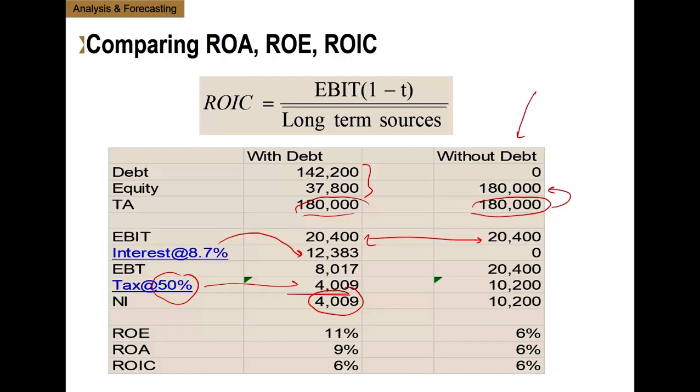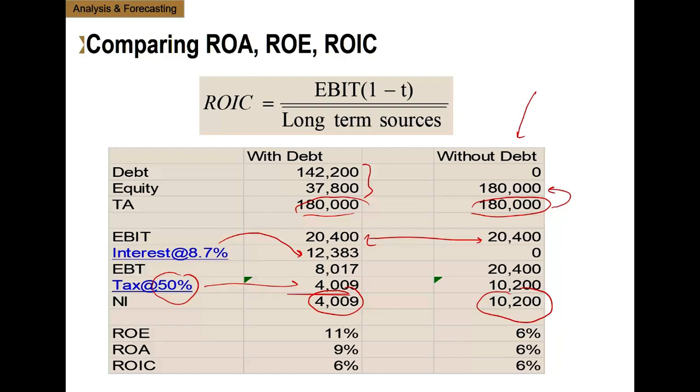Imagine the same company doing the same thing, except that in one case it has debt and in the other it does not. The net income will be $4,009 if that company funds its needs through debt and equity, or $10,200 if it funds everything through equity only. Obviously, the reason why the net income is lower in the first column is because you have to pay interest.